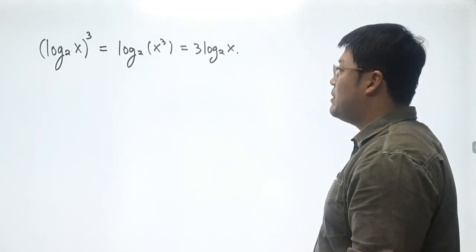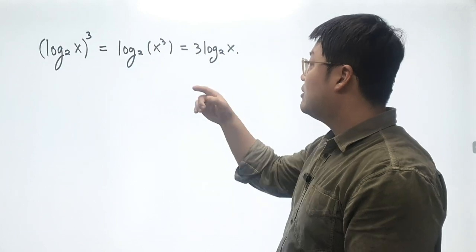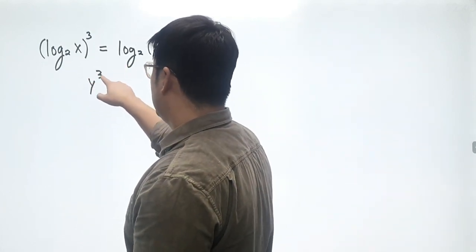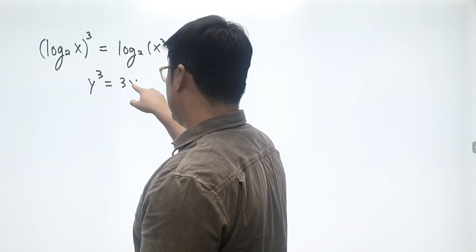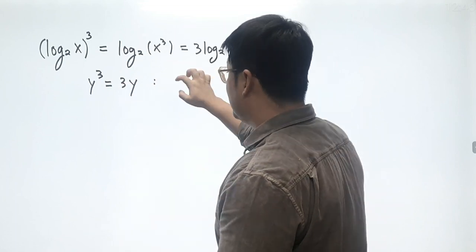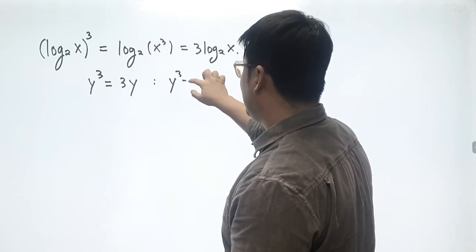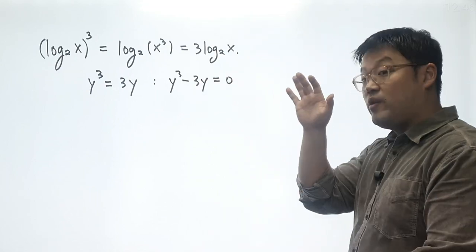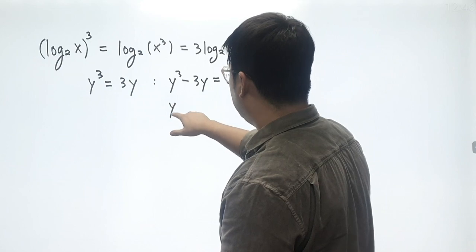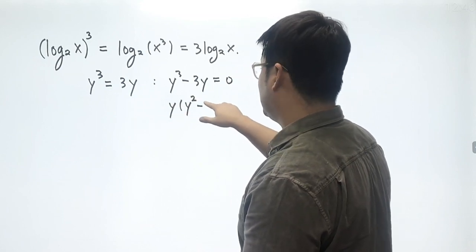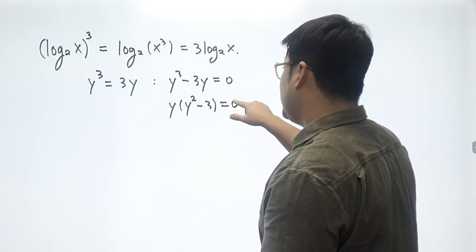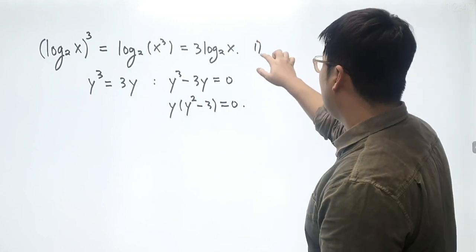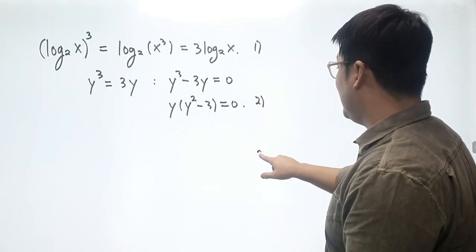That's a logarithmic property. So we would like to call log 2 of x as y, like y cubed equals 3 times y. And I'm solving this, y cubed minus 3y equals 0. Please don't make y equal 0 yet. Just pull it out, and we get y times (y squared minus 3) equals 0. So in other words, we have 3 possible cases to check. Number 1, and number 2, and number 3.